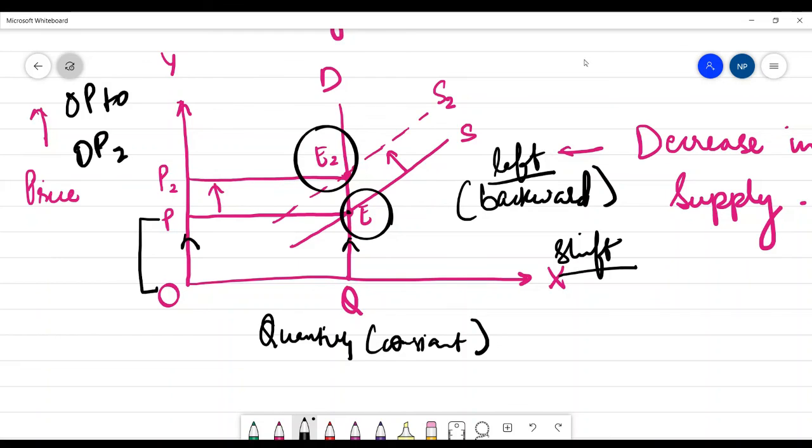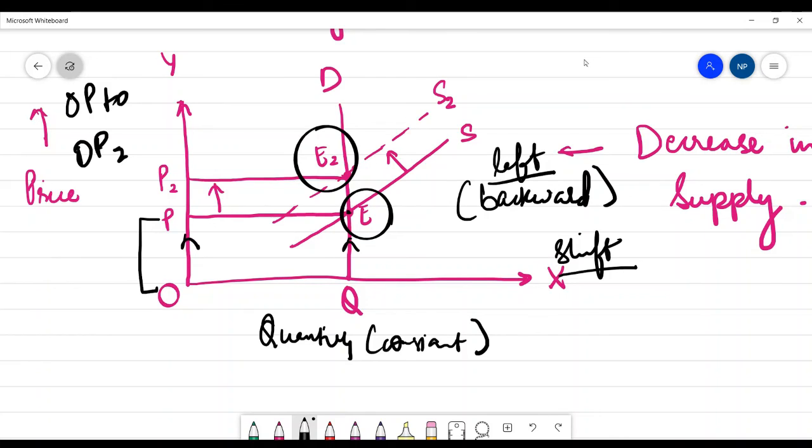Only what happens in two types of situation: first, when it is perfectly elastic, and second, when it is perfectly inelastic. What difference it makes when price or quantity remains constant, or when there is a decrease and increase in supply, or a decrease and increase in demand, both for the perfectly elastic and perfectly inelastic situations.